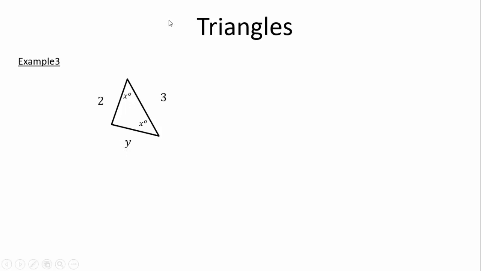Okay, let us solve y. Right? So how do we solve y? Okay, we can quite easily see that this has two equal angles. Now if there are two equal angles, this immediately makes it an isosceles triangle. An isosceles triangle also has two equal sides. Because these two angles are equal, it means that these sides here must be equal. So we can very easily see that y is equal to 2.